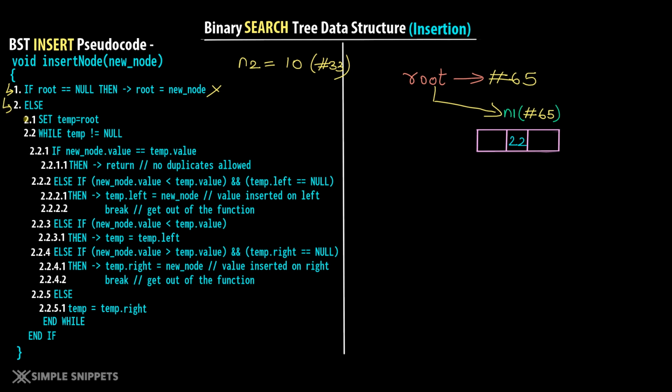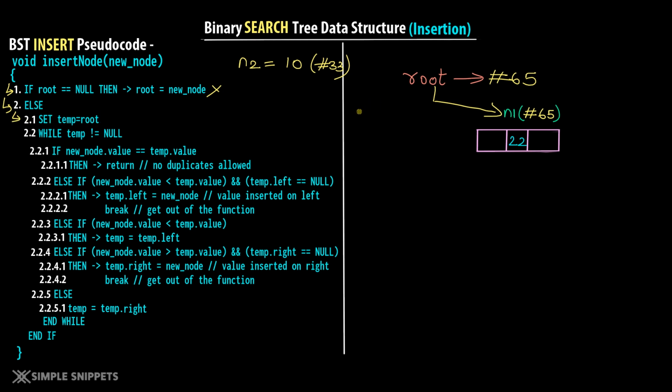So in the else part, what we have to do is the traversal. When I say traversal, it means that we have to travel from the root node to the lower end of the tree, because we want to append or insert that new node at the very bottom. Okay. So in the else part, the first step is to set temp equals to root.